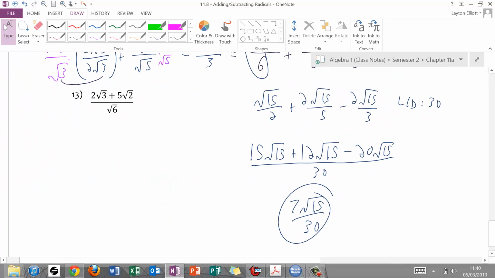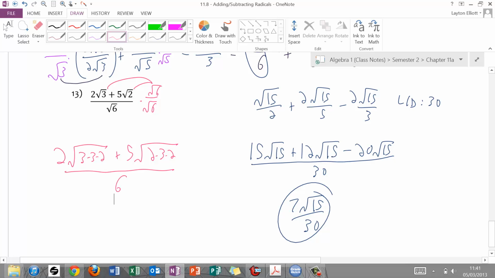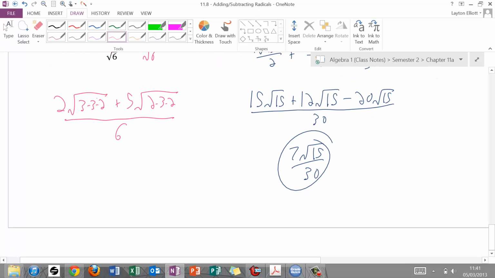Finally, number 13, if I rationalize that by multiplying by radical 6 over radical 6 and distribute, I get 2 radical, that'd be 3 times 3 times 2, because 6 is 3 times 2, plus 5 radical 2 times 3 times 2, over, then 6, because radical 6 times radical 6 is 6. So this 3 is going to come out and give me 6 radical 2. These two 2's are going to come out and give me 10 radical 3. That's going to be all over 6.